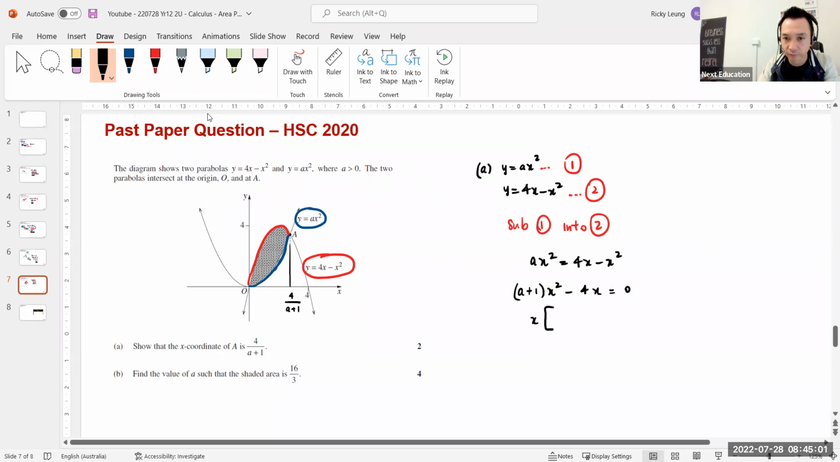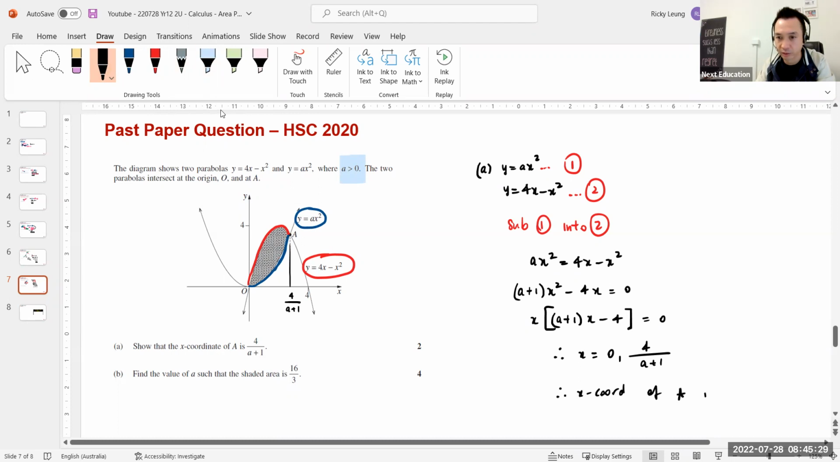Factorize x out: x times a plus 1 x minus 4 equals 0. Therefore, x equals 0, or is that 4 on a plus 1, right? Since a is greater than 0, and you'll see it there, therefore, x coordinate of A is 4 on a plus 1, since a is bigger than 0. Yeah, done.